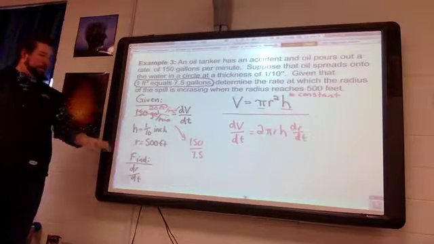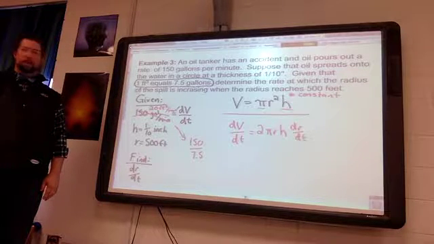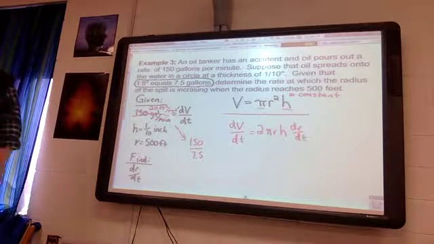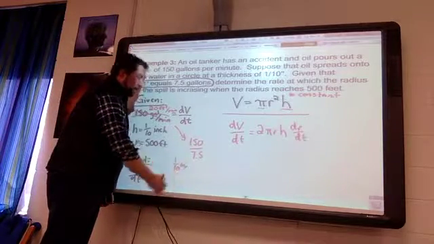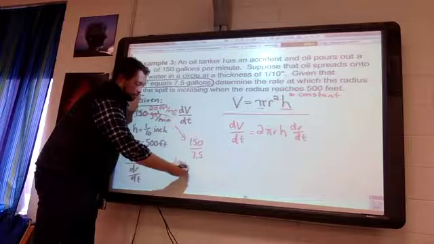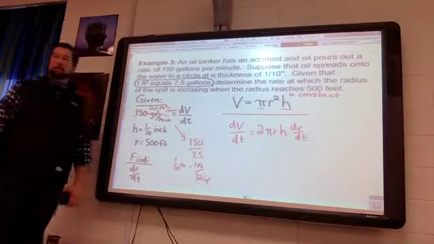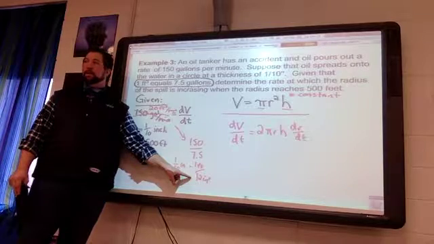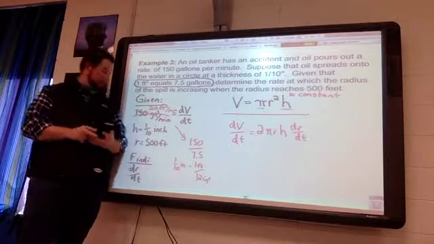All right, so that's in feet. Our radius is in feet, but our height is in inches. So we need to convert that to feet. We have 1/10 of an inch, so if we multiply by 1 foot over 12 inches, our conversion factor, the inches go away and I'm left with feet. So 1/120th of a foot.